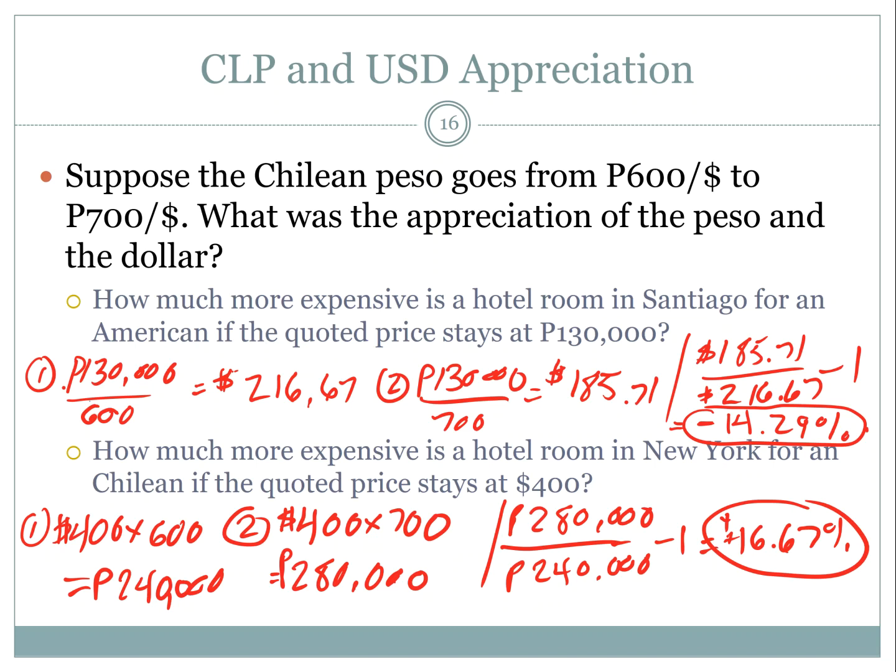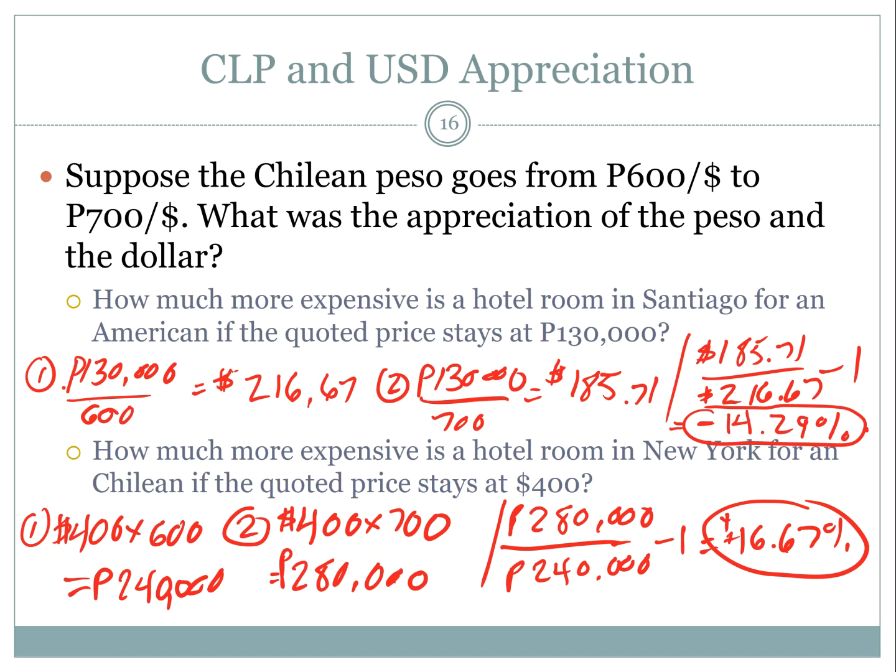So you need to know how to do a percent change in the formula. You can't just do one formula, change the sign, and assume it's the same for the other currency. They're always a little bit different. Like the euro: 10% appreciation of the dollar, 9% depreciation of the euro. 16% appreciation of the dollar, 14% depreciation of the peso.